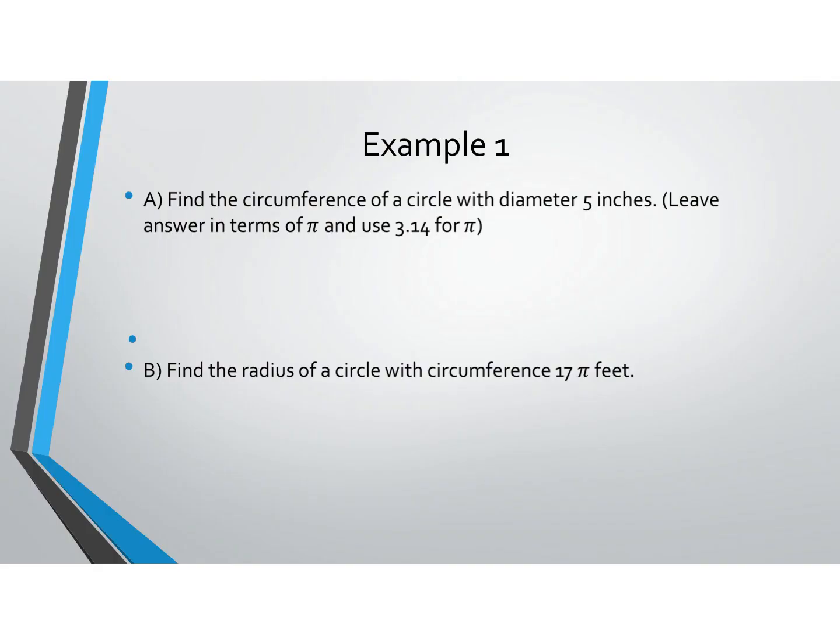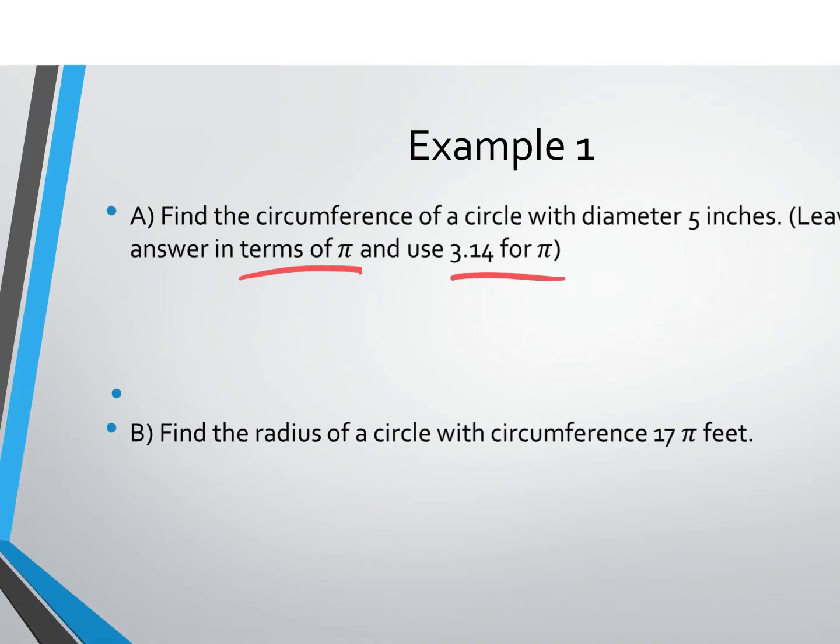So let's take a look at example 1. It says find the circumference of a circle with a diameter of 5 inches and leave your answer in terms of pi and then use 3.14 for pi. So we're going to have 2 answers here. We're going to leave it in terms of pi and we're going to use 3.14 for pi. We are not going to use the calculator stored value of pi. So circumference of a circle with diameter.